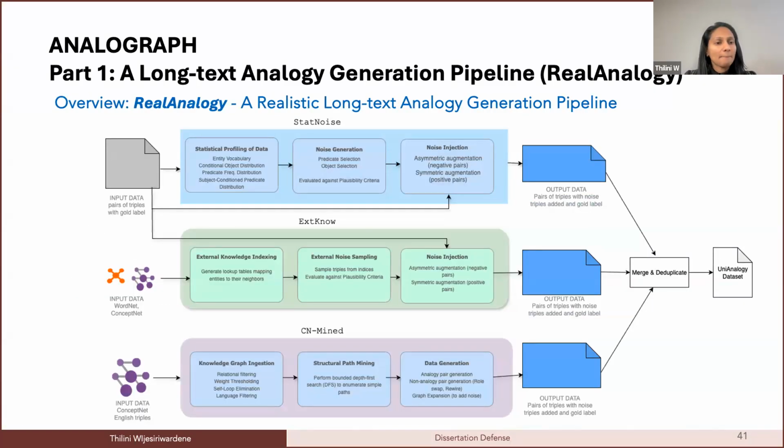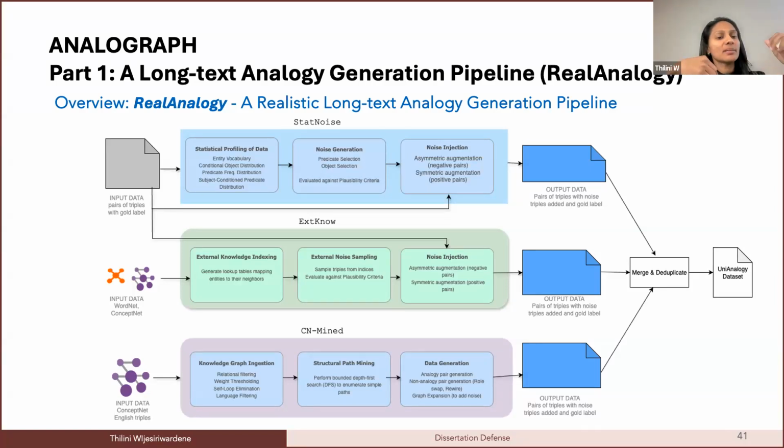So I'll move quickly. This is the overview of the data set. We introduce a pipeline to generate more realistic long analogies. Let's say you have a data set that you think is very clean. What can you do with that? Can you add realistic noise to that? That is what we are doing.